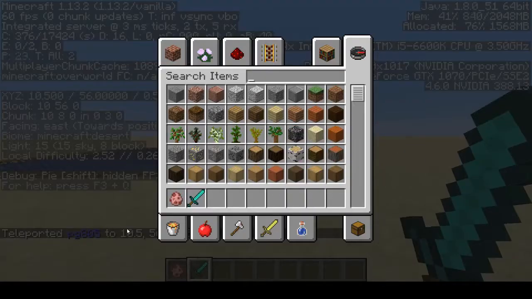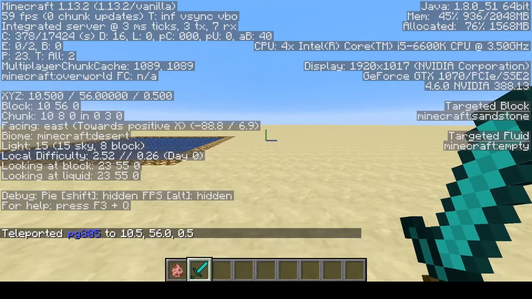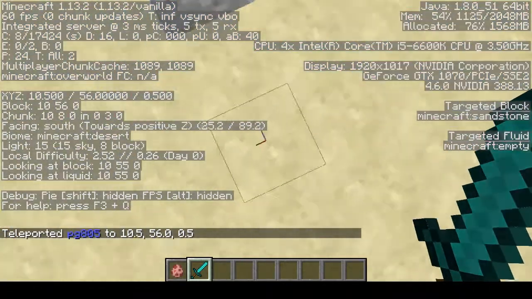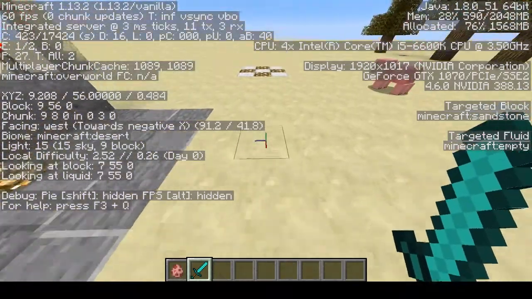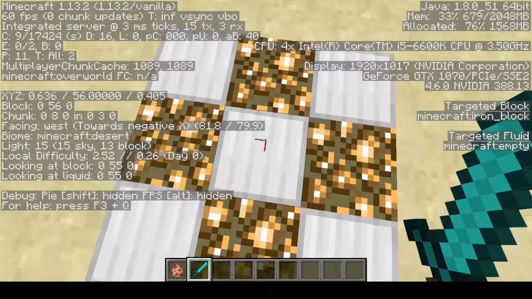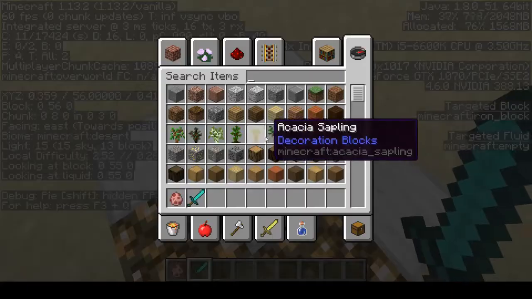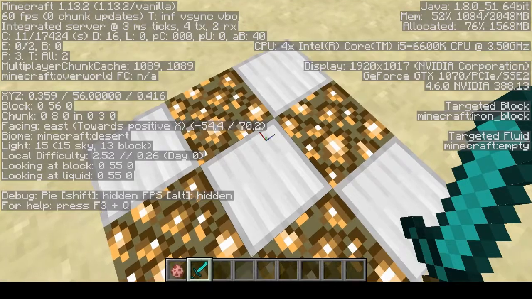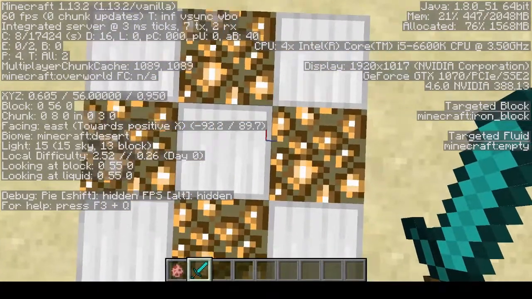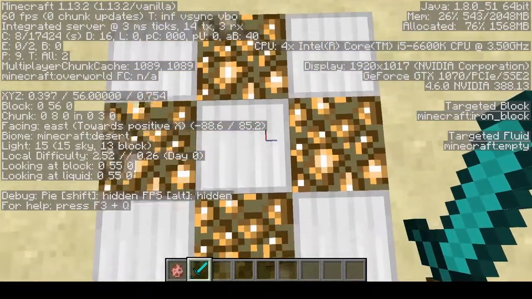Teleports me to 10.5, 56, 0.5, because that is 10 blocks away in the x direction. Teleports me right to where I was standing. So basically, using relative coordinates, it just tries to add whatever this number is to whatever your current coordinates are. So like, I was right there on 0.5 because I just teleported myself to 0.5, 56.